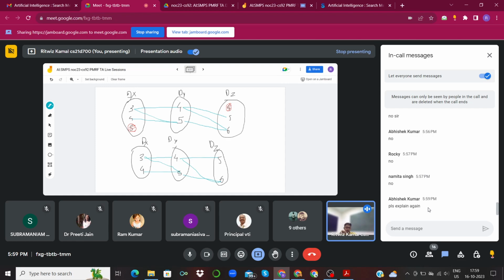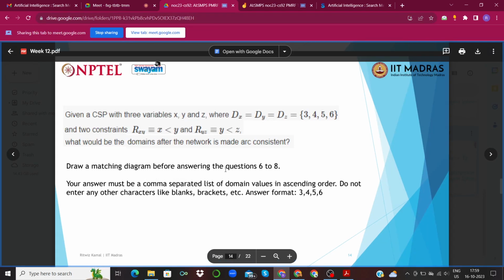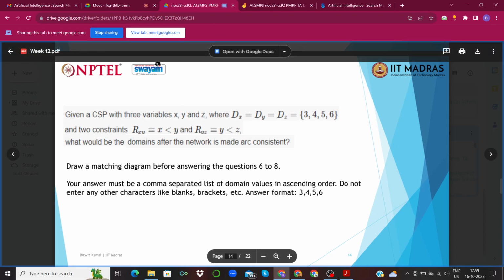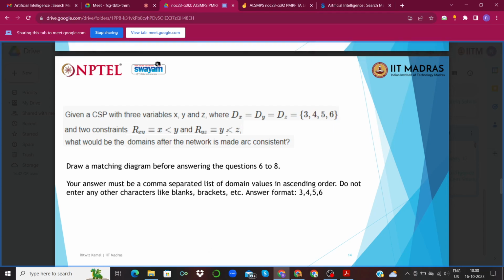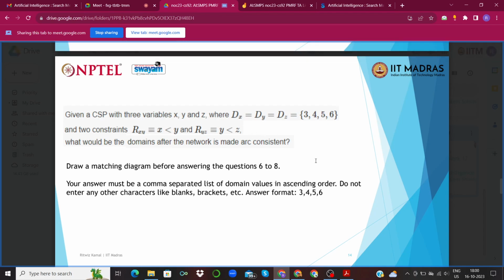Okay. So Abhishek has requested another explanation, so let's go through it once more. Basically, what we had to do in this question is find particular assignments to x, y, and z from this given domain of 3, 4, 5, 6, such that these two constraints are satisfied. One way to do that is through constructing these mapping diagrams, and using the arc consistency method or the revise operation that you may have seen in the lecture videos.